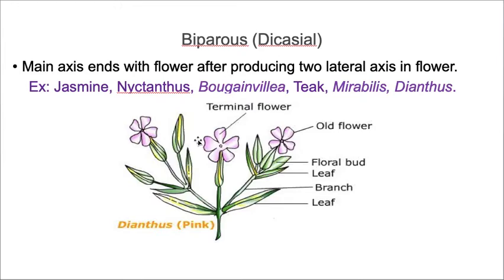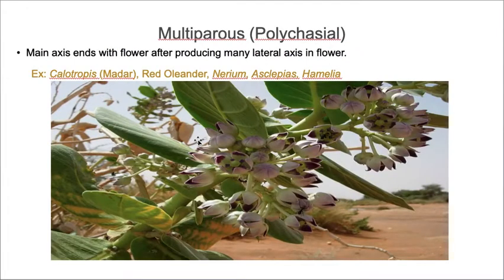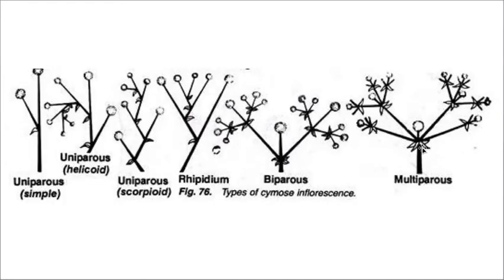Okay, now the next one is multiparous. In the name itself I need not tell you, multi means many arise from the peduncle, that means the main flower ends, I'll show you. So this is the main one which ends with the flower, and look, many branches have come, right? Many branches have come, and again it ends with one flower and many branches keep coming like that, then that is called multiparous. Okay, hope you got my point, students.